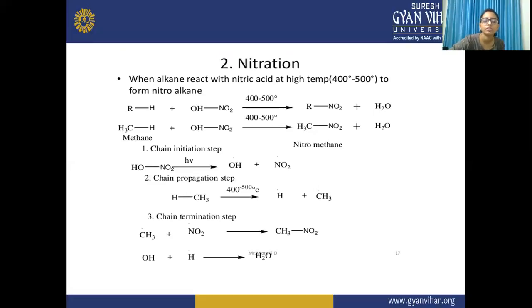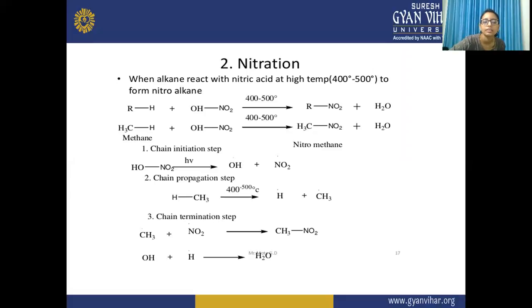So in the first reaction, you can see this RH is given. R here means an alkyl group is attached. So when this alkane is reacted with this nitric acid at very high temperature, the temperature should be 400 to 500 degrees centigrade, and there is a formation of nitromethane and H2O, and a water molecule is evolved out.